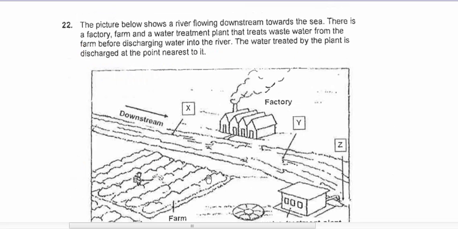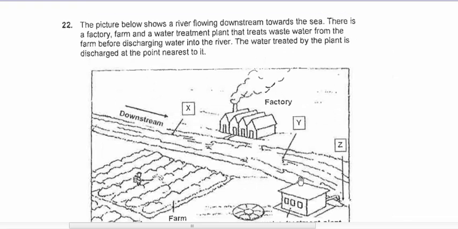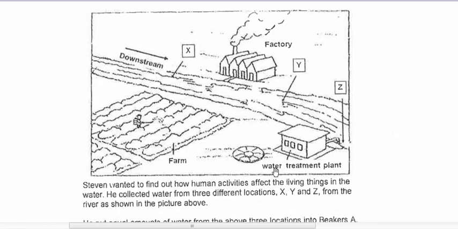Alright? Right, question 22. Now the picture shows a river flowing downstream. There's a factory, a farm, and a water treatment plant here. The water treated by the plant is discharged to the point nearest to it. So basically a water treatment plant takes in the water, treats it, and then discharges it again. Okay, so Stephen wanted to find out how human activities affect the living things in the water.